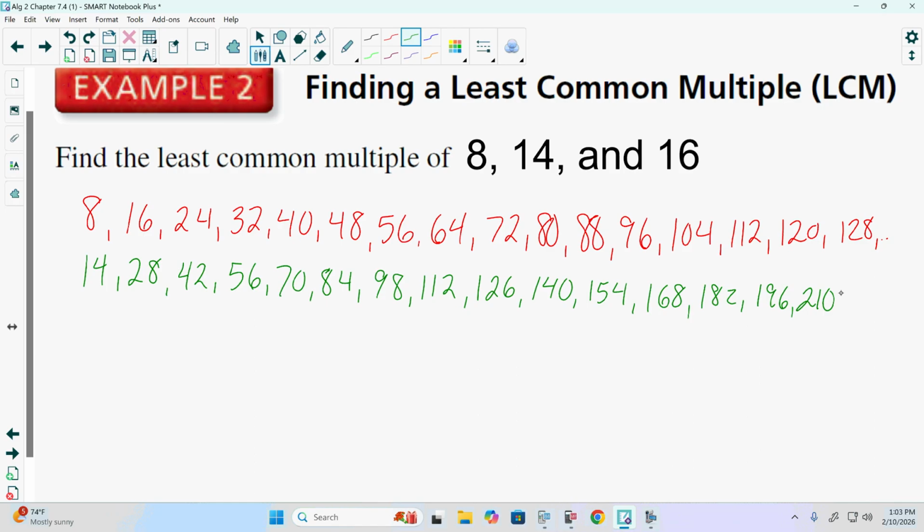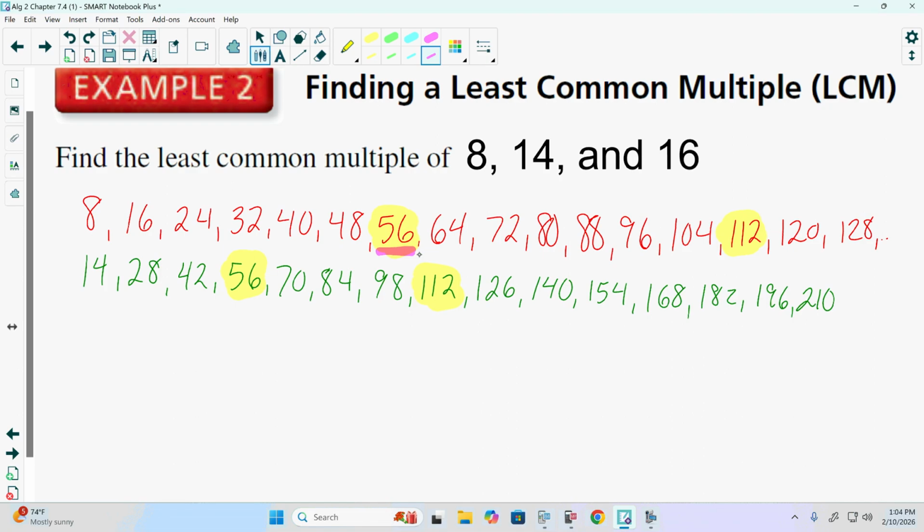So if I were looking for common multiples of 8 and 14, let me get a highlighter, we'd go through and see, oh, 56 is a common multiple. They have the same number. 112, 128, and there will be more going on out. We just have to go farther out to find them. 56, 168 would be the next one. But these are common multiples. 56 and 112 are common multiples.